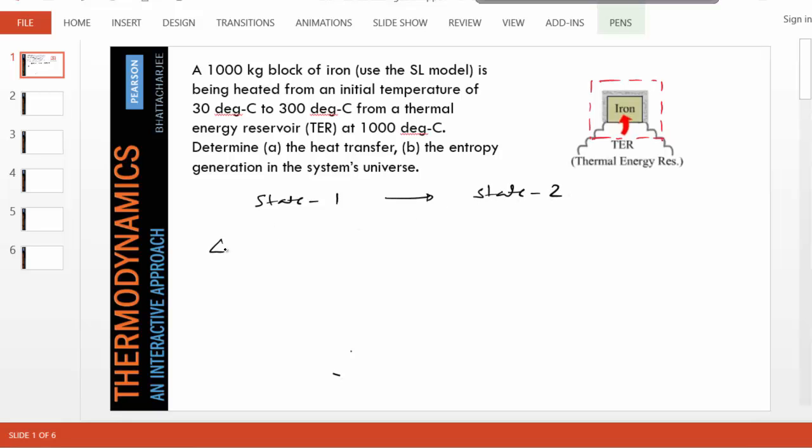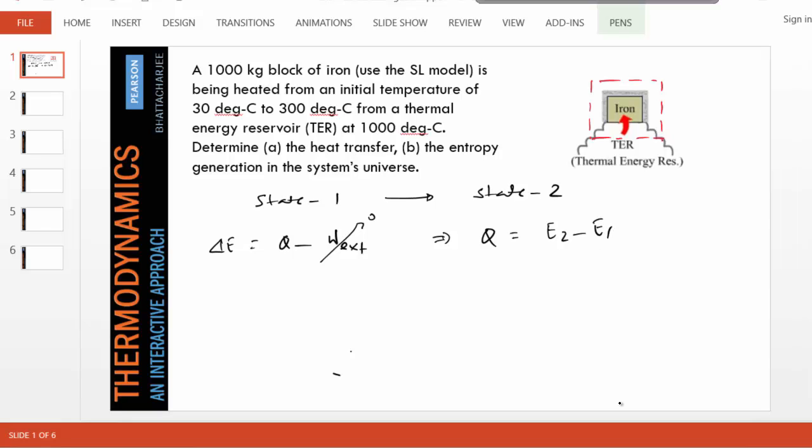The energy equation is simply delta E equals Q minus W external for any closed process. Of course, there is no work transfer. We don't see any shaft crossing the boundary, electricity crossing the boundary, or boundary work. So this equation gives us Q to be E2 minus E1.